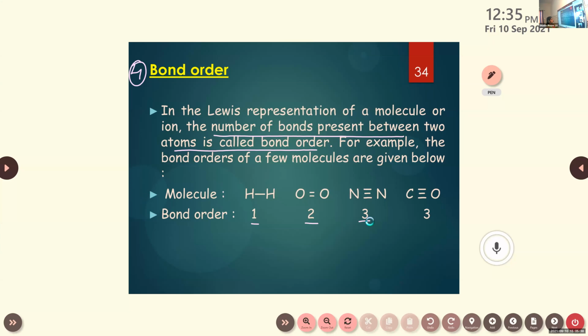In the Lewis representation of a molecule or ion, the number of bonds present between two atoms is called bond order. For example, the bond orders of a few molecules are given below. Molecule H2, that is 1, then O2, it's 2, N2, that is 3, then CO, carbon monoxide, it's 3.